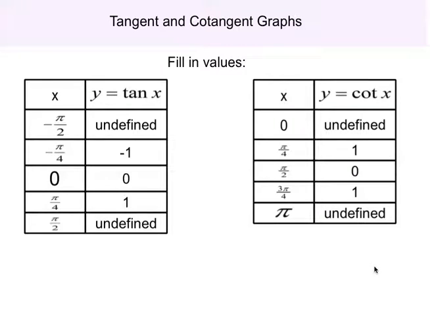Here are the answers, and you'll notice I had you fill in values from negative pi over 2 to positive pi over 2 for tangent and 0 to pi for cotangent. I did that because tangent is continuous on that interval and cotangent is continuous on this interval.